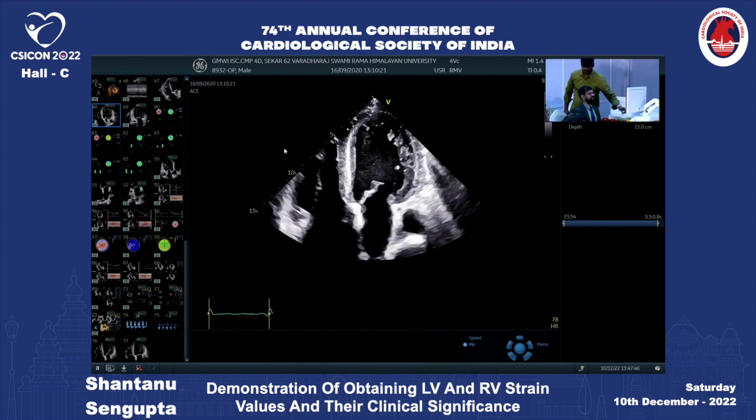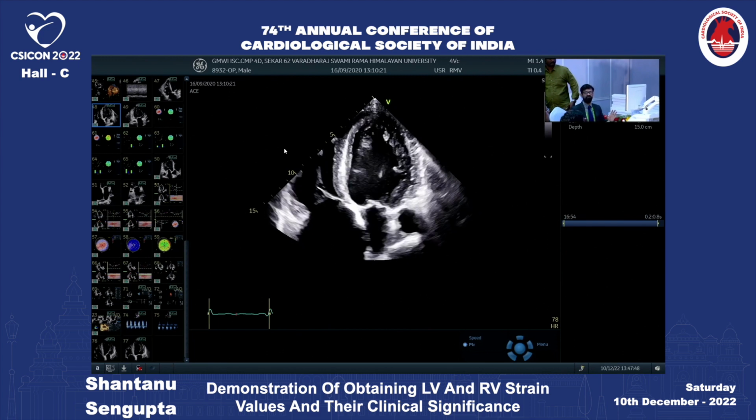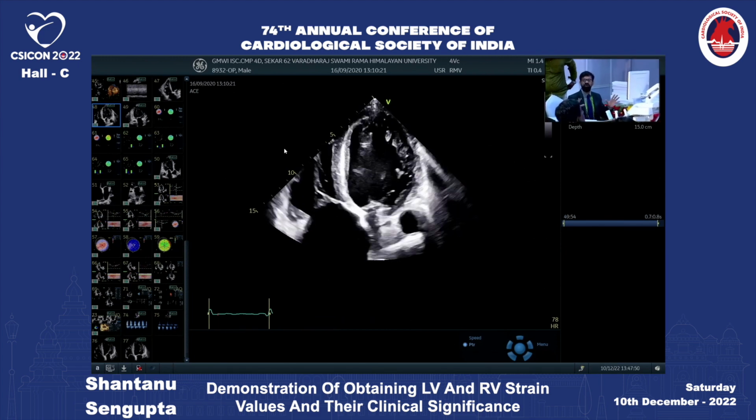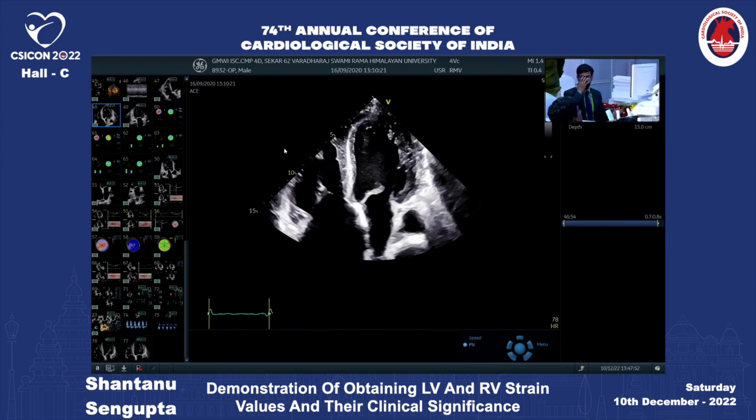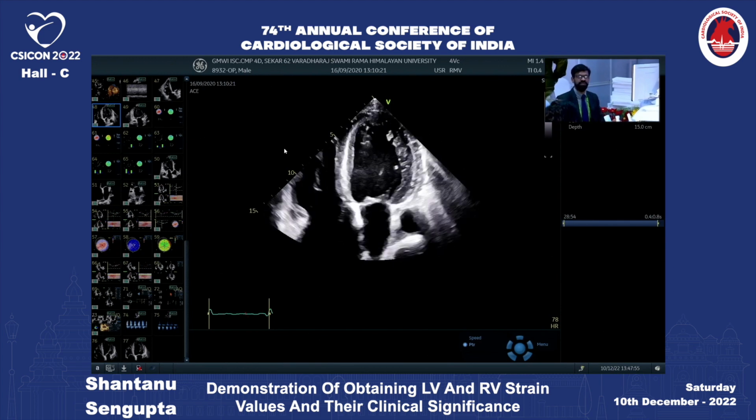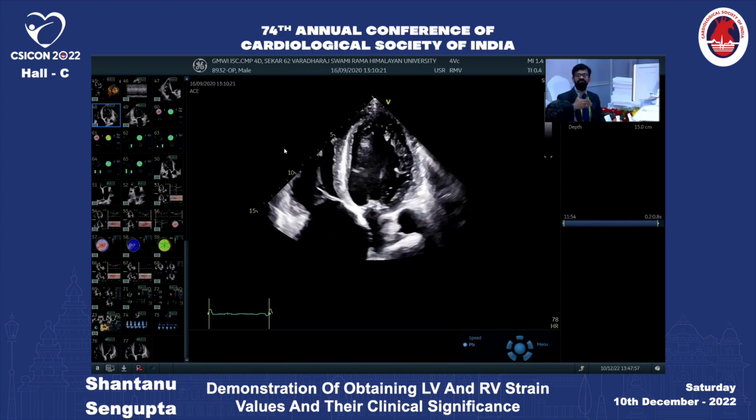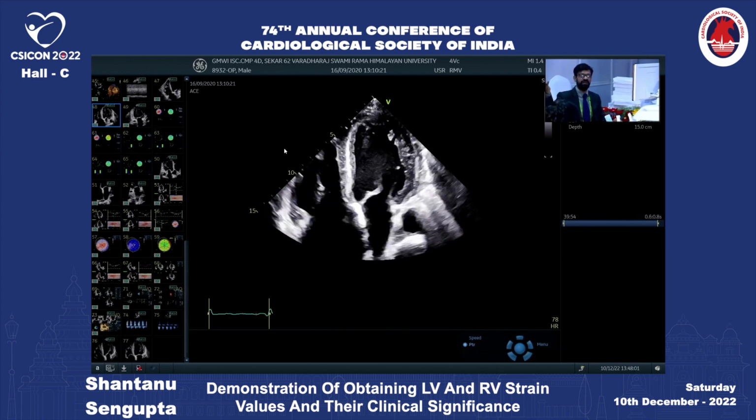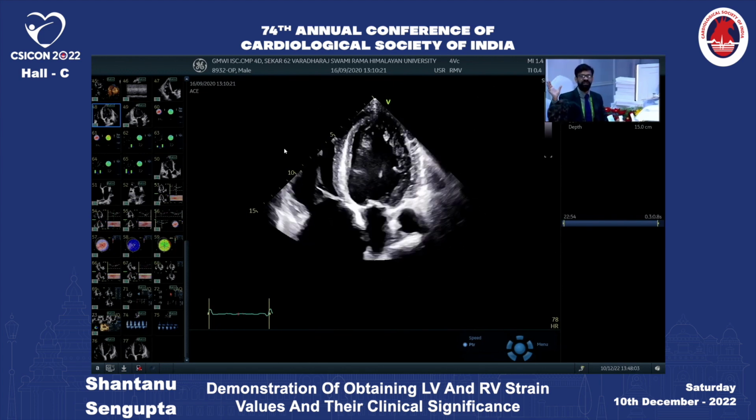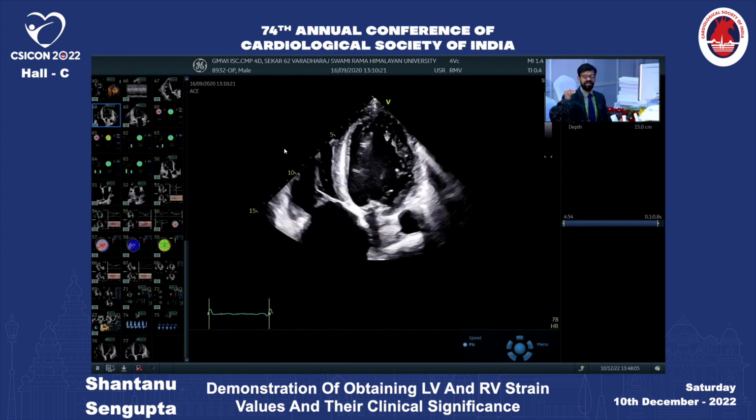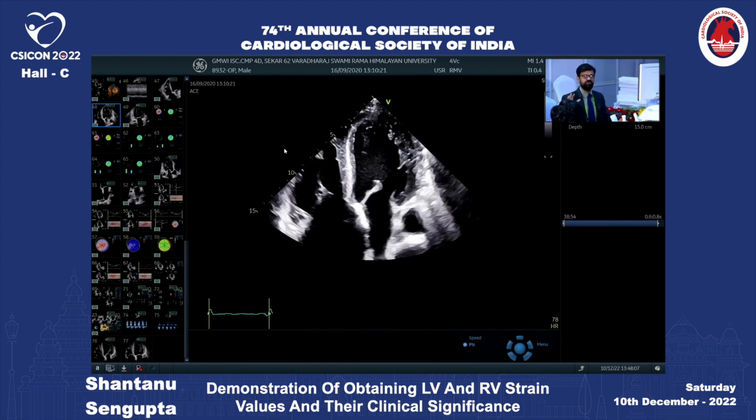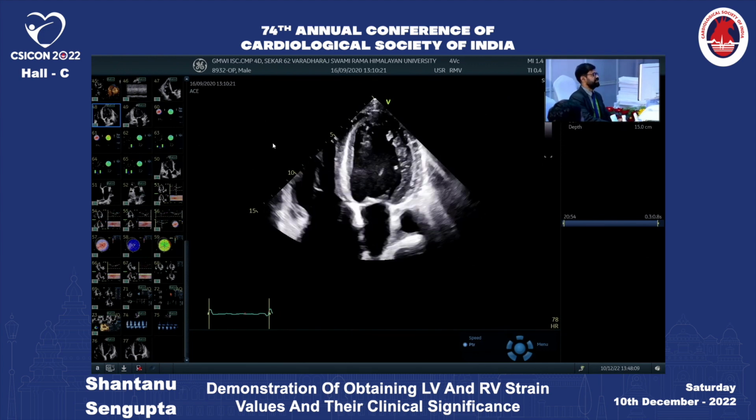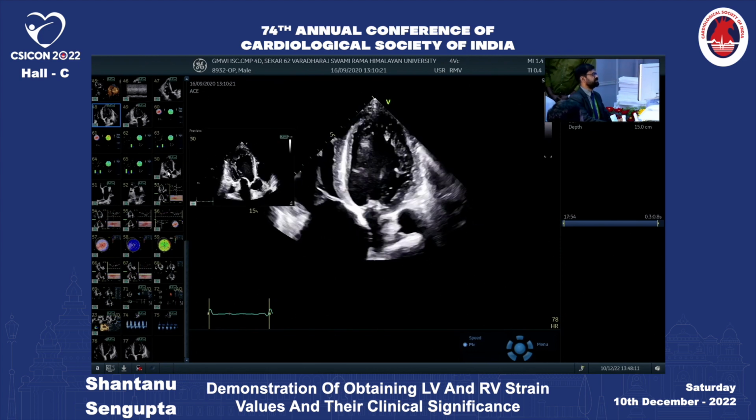All these machines are now very advanced, and they do everything automated. But before knowing the automated method, you should know how to do it on a day-to-day basis, because every person may not have an E95 or an Epiq series from Philips. Even if you have an entry-level machine with a strain option, you should be able to do it. So the first thing is the 3-chamber view. This is the 3-chamber view.